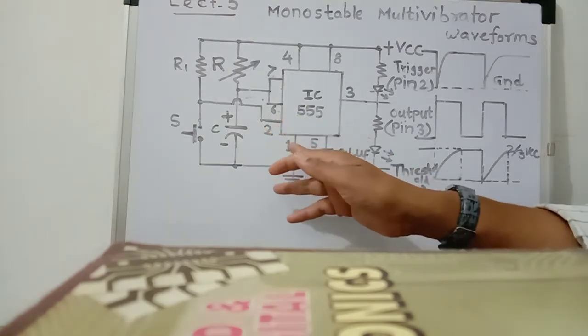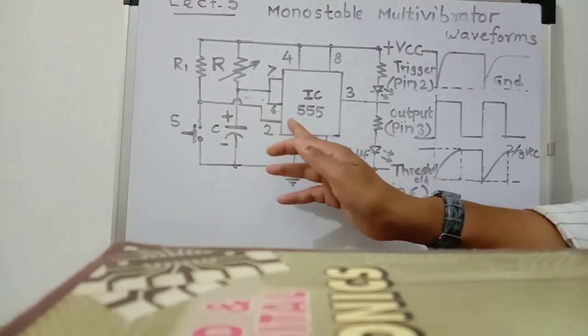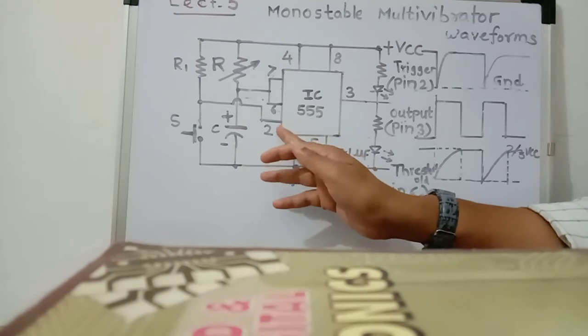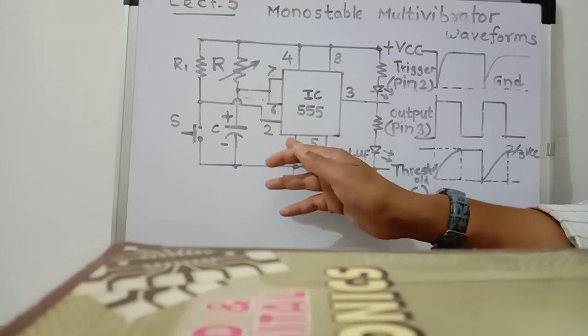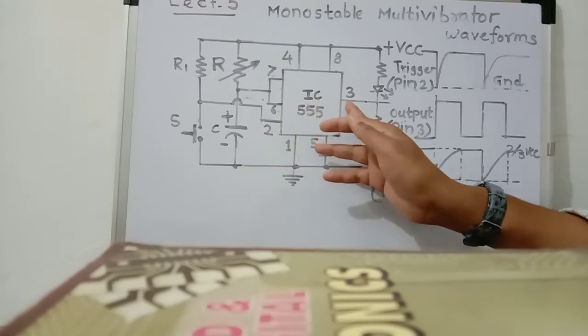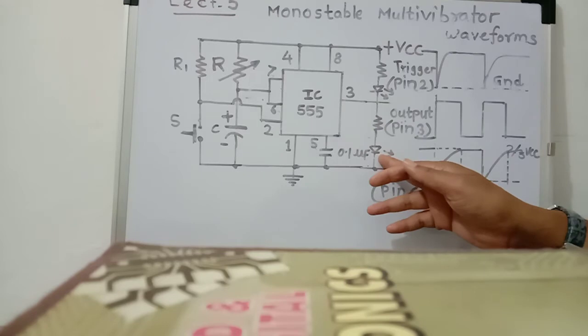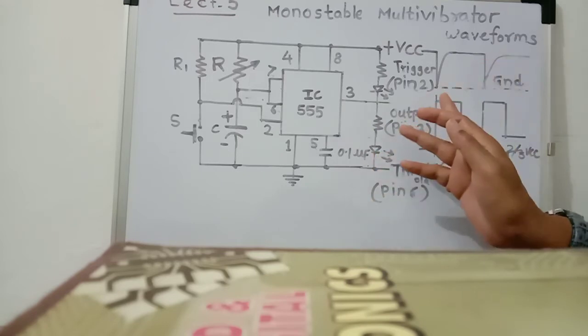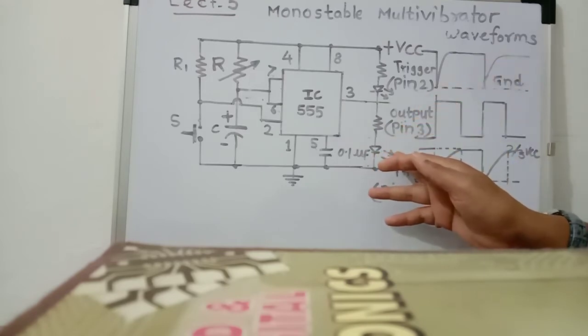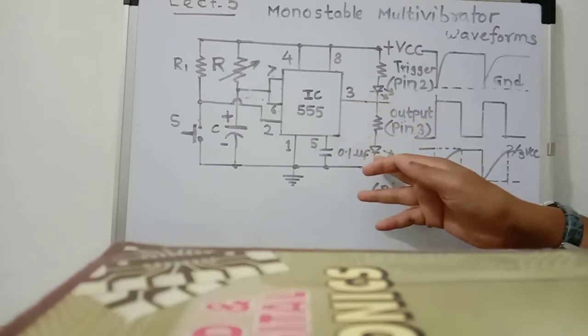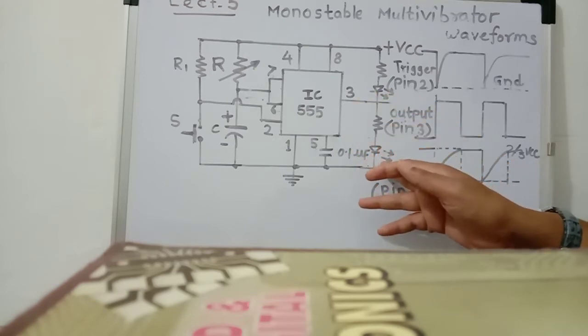resets the flip-flop. Since the RS flip-flop resets, Q bar is equal to 1. That Q bar means the output of pin number 3. Therefore the output at pin number 3 goes high, and the LED glows. So the output becomes high and the LED glows.